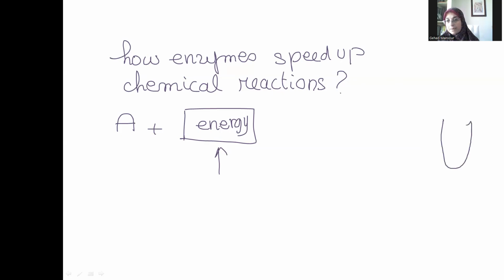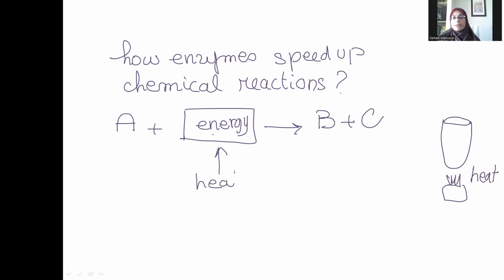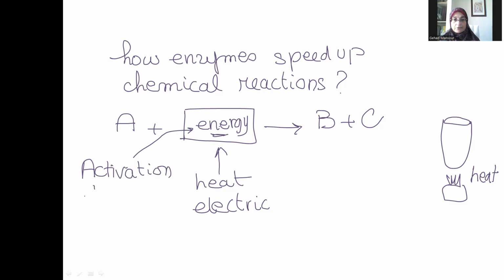For example, if you have a test tube, you can just heat the test tube. So heat is one type of energy that you can provide to the reactant A to be broken down into B and C. So you need to provide energy, whether this energy is heat energy or electric energy, like an electric spark, for example, or whatever kind of energy. The minimum amount, the smallest amount of energy that you provide to help the reaction start is called the activation energy. So what is the activation energy?